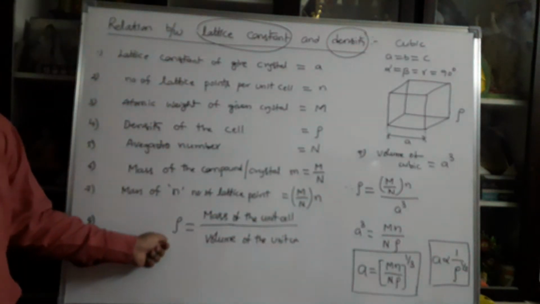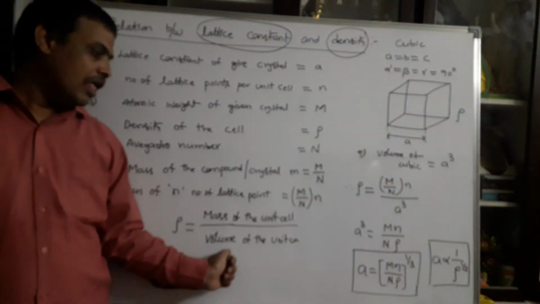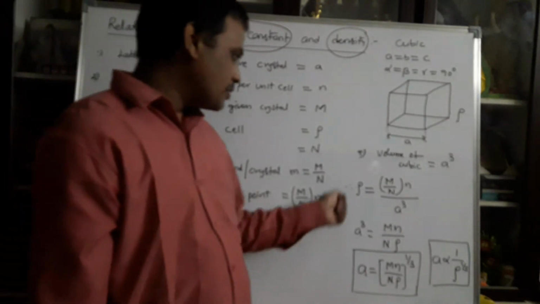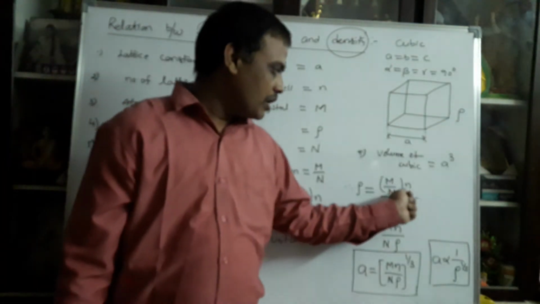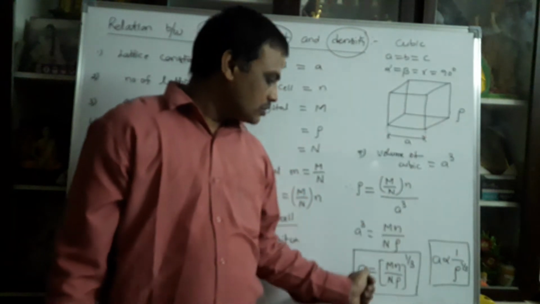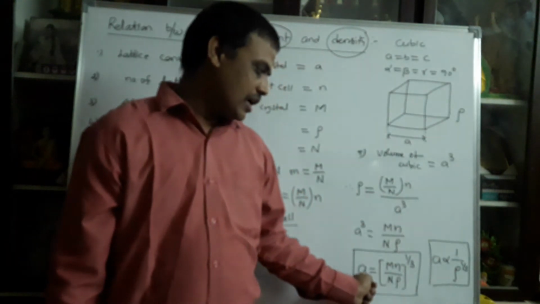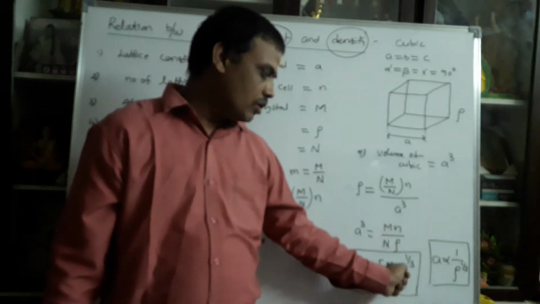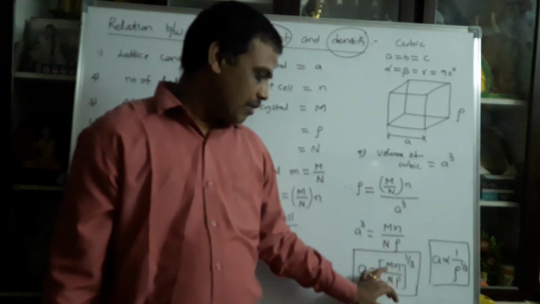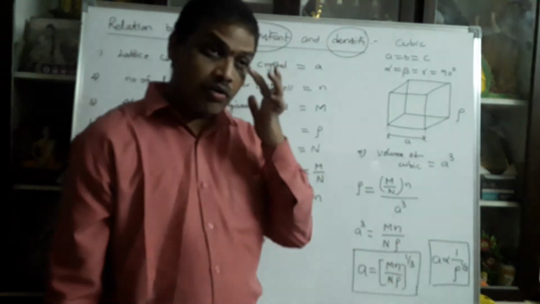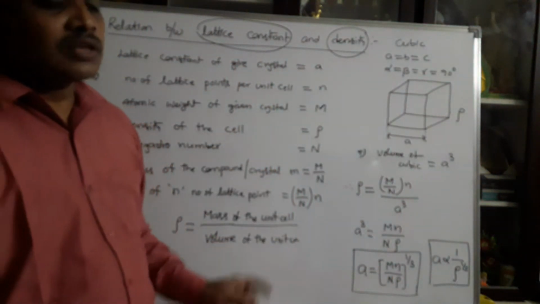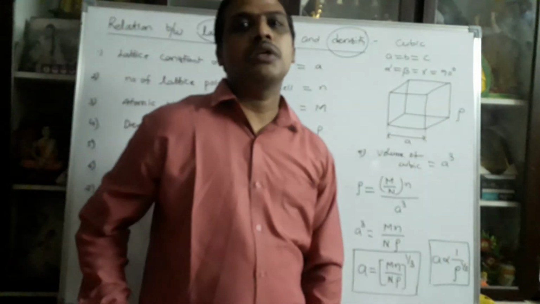So density is the mass of the unit cell divided by the volume of the unit cell. Substituting, we get M by N into n, divided by a cubed. So the lattice constant a can be written as (M n by N rho) whole power 1 by 3. M, n and capital N are constants, so the relation between lattice constant and density is always inversely proportional.